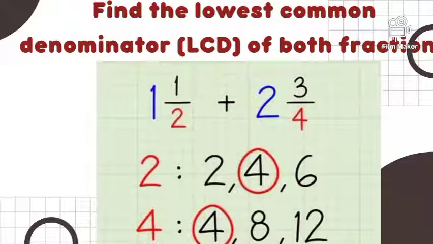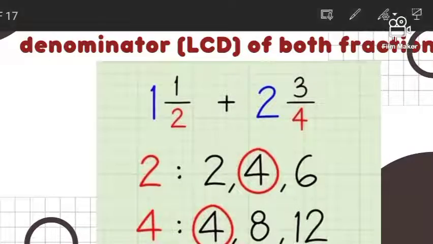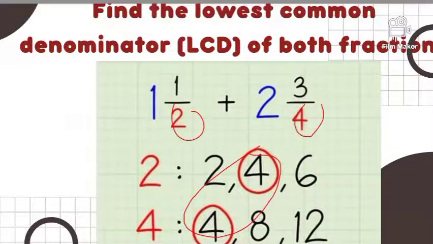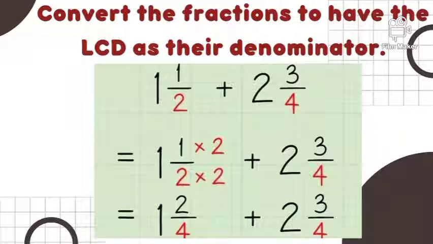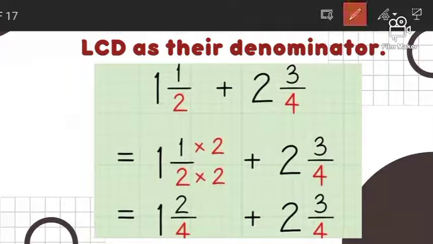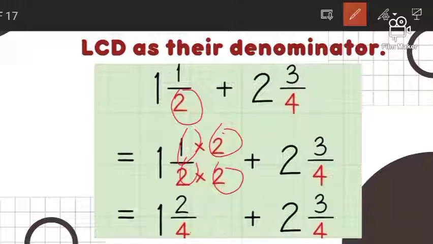So, since we've added that, we find the lowest common denominator, meaning LCM of 2 and 4, which is what? 4. Because that's common, right? Then we convert them to ensure that they have common denominators. We want to make it common so that it will be 4. So multiply 1 by 2 and 2 times 2. We now have 2 over 4. Meaning we now have a common denominator.